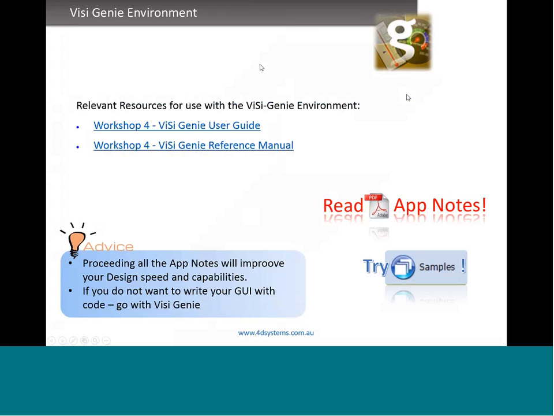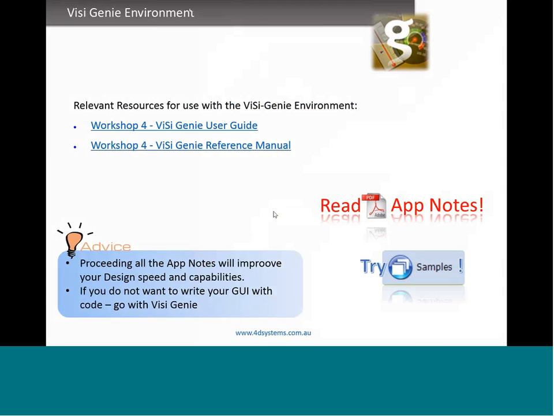If you want to use the Visi Genie environment, just download and read the Visi Genie user guide and the Genie reference manual. But the app notes are also really important. I really recommend them. Most of the app notes we provide at the moment are for Visi Genie. They will really show you how to work with it. So I recommend everyone, whatever environment you choose, go through the app notes and try the samples. And the reference manual and user guide. You will also find here the serial protocol which Genie works with.